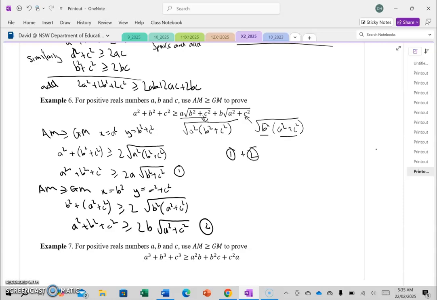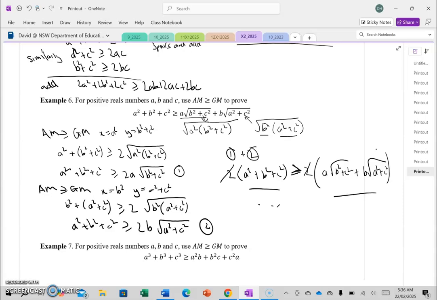Remember, we can always add left hand side and right hand side of inequalities if we've got the same sign in the middle. Okay, so you can convince yourself quickly that you're going to get 2 lots of a squared plus b squared plus c squared is greater than or equal to 2 lots of a root b squared plus c squared plus b root a squared plus c squared, and then the 2's divide out and you get the required result. Okay, you would just rewrite the required result. Let's move on, next one.